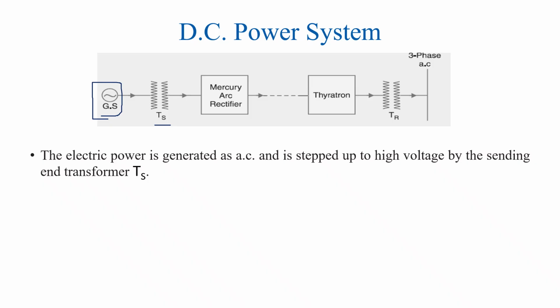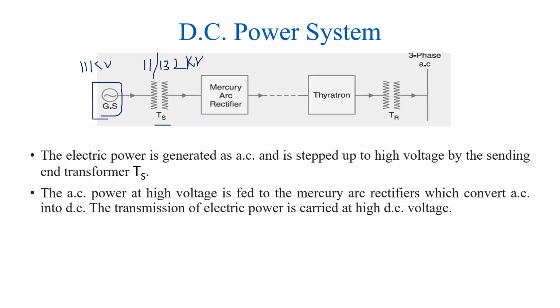As in the previous case, where it was stepped up from 11 kV, here also it is stepped up from 11 kV to 132 kV. So suppose this sending end transformer TS is stepping up the voltage generated at 11 kV to 132 kV before the transmission is done. So as it is a DC power system, the power that is transmitted is not AC. It is DC in nature.